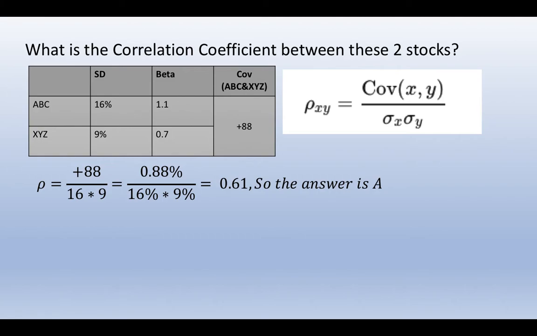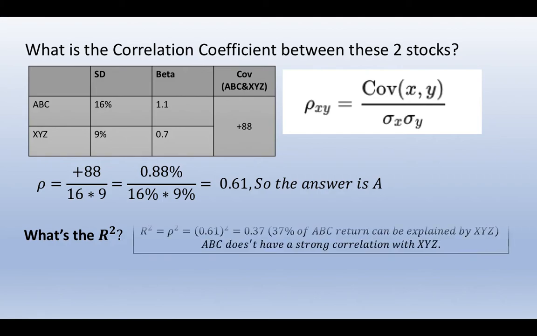Okay, so this is the correlation coefficient. How about the R square? Well, the R square is equal to the square of the correlation coefficient. The square of 0.61 is equal to 0.37. What does this R square equal to 0.37 mean?